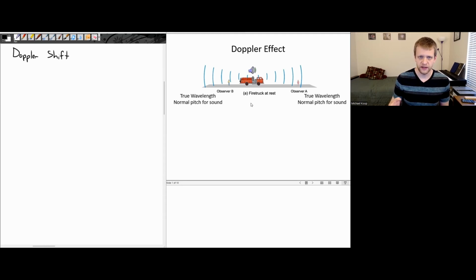So the Doppler effect is something that you've probably actually heard before, even if you might not have heard the name of it. It's the effect where if I have a source of a wave that's not moving, let's say it's a sound wave for a quick comparison, then an observer in front of the object and an observer behind the object will hear exactly the same pitch that the source is actually emitting.